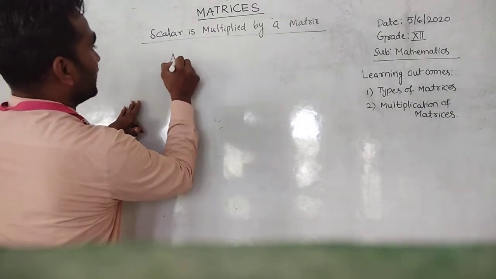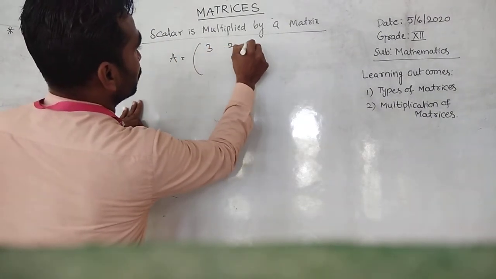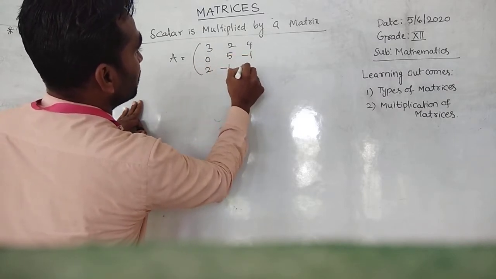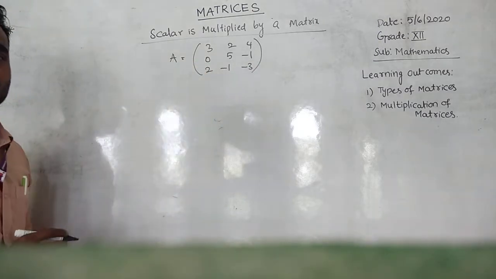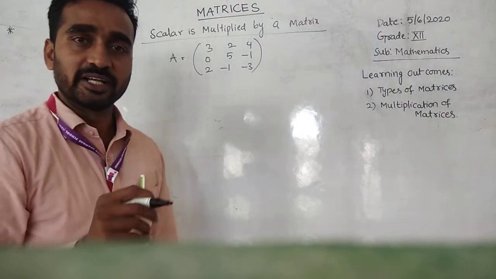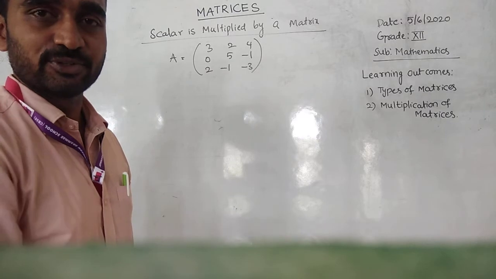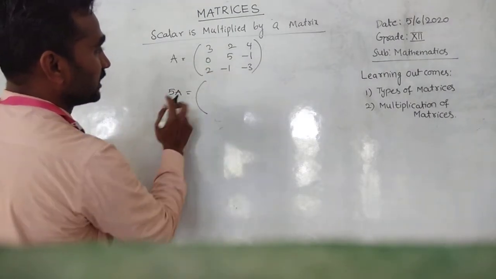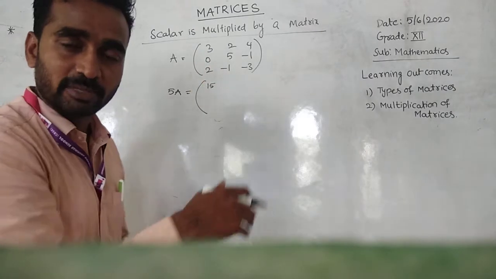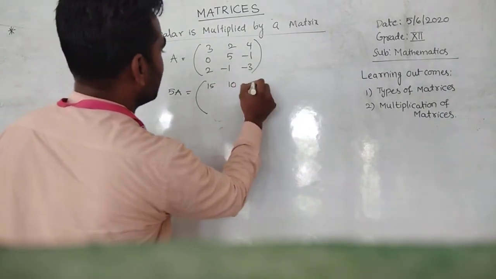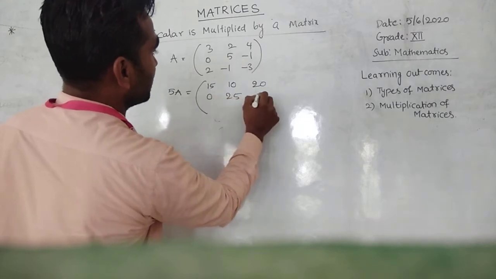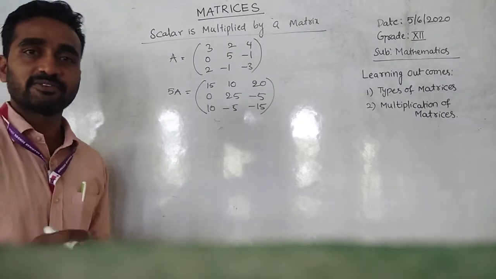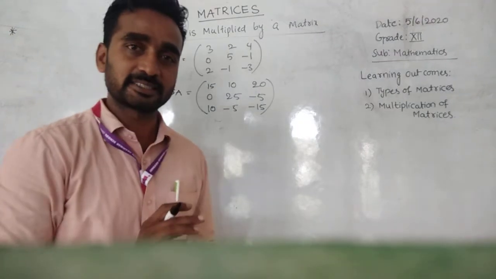Let A be equal to [3, 2, 4; 0, 5, -1; 2, -1, -3]. Now this matrix is multiplied by one non-zero scalar, such as 3 or -4 or -5. Now 5A is equal to, each and every element is multiplied by 5. So 5 times 3 is 15, 10, 20, 0, 25, -5, 10, -5 and -15. So this is the way to multiply a scalar with a matrix.